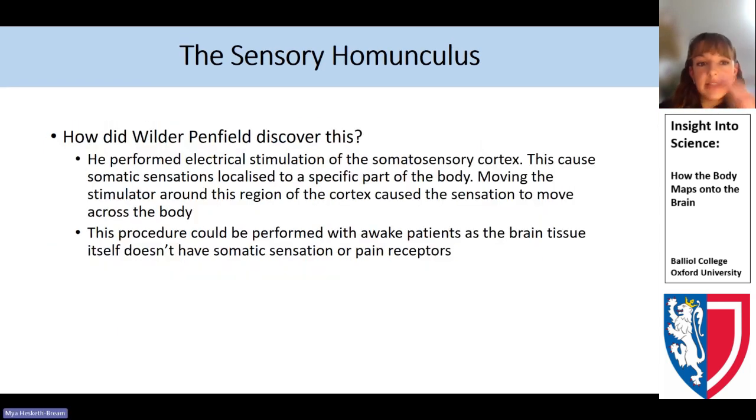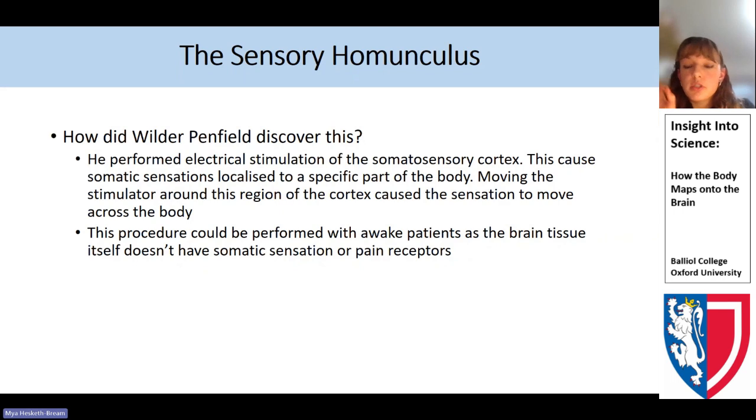So I said that this guy called Wilder Penfield, he discovered this homunculus. So I just wanted to go into a little bit of detail about how he actually did this. What he did is he performed electrical stimulation of the somatosensory cortex. There are these tiny little things called electrodes that can be put into the brain. So they don't really damage the brain at all. They're very, very tiny. And I've said that neurons are electrically excitable.